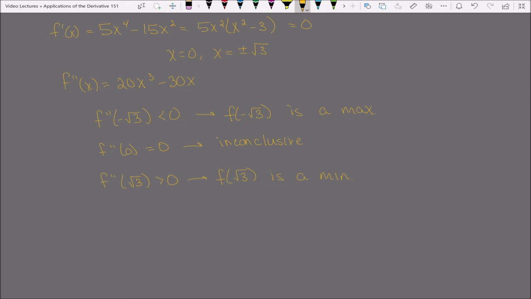Now for this video, I'm not going to try and use the first derivative test. The point here is just to get a look at the second derivative test. Right, but normally what we would do is we would then look at the first derivative test here to determine whether 0 is a min, max, or neither.